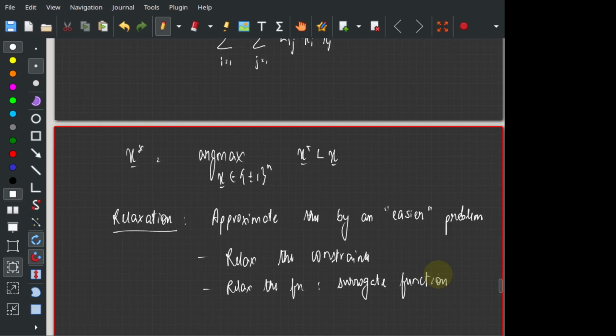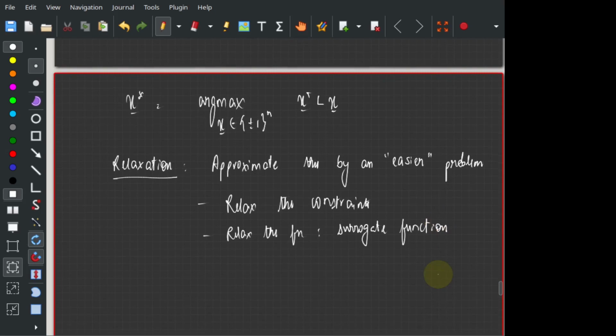So when you have any complicated optimization problem to solve, the first approach is, well, can you solve it exactly? If you can't solve it exactly, then can you solve it approximately? How do you solve it approximately? There are different techniques. So one is a relaxation. Right? That's the most common technique that is used. Any questions?